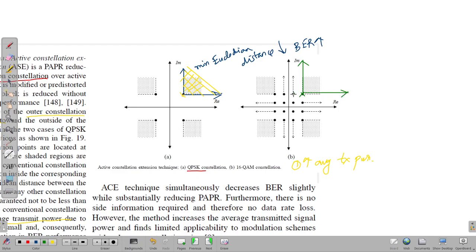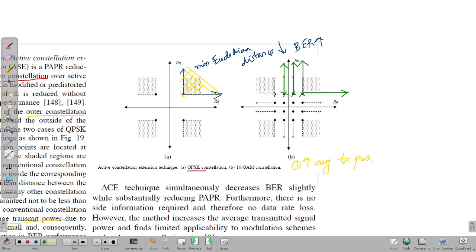This constellation point, remember, has to move outward to maintain the minimum Euclidean distance. So this point can move outward. This point has only one direction, that is upward, because if it moves left, right, or down, any direction other than upwards will result in a reduction of minimum Euclidean distance. So these points which are lying here have only the option of moving upward.